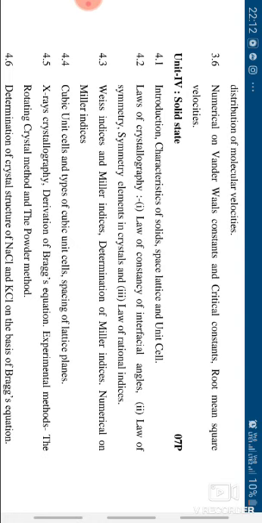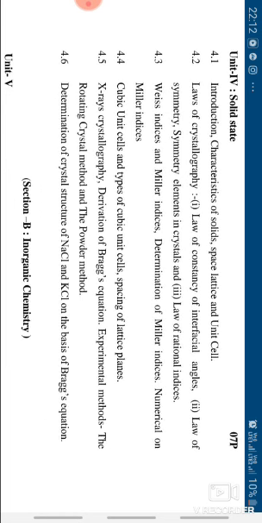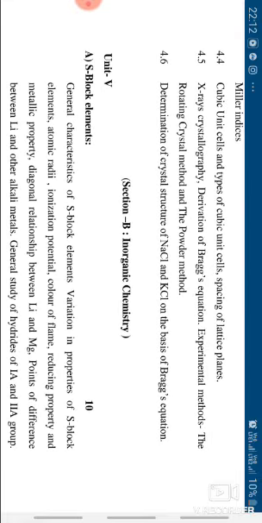Then the next point is experimental methods, the rotating crystal method and the powder method. One of these methods can be asked in the examination. Then the determination of the structure of NaCl and KCl on the basis of Bragg's equation. This is also important. And in this fashion we have seen the syllabus for physical chemistry.